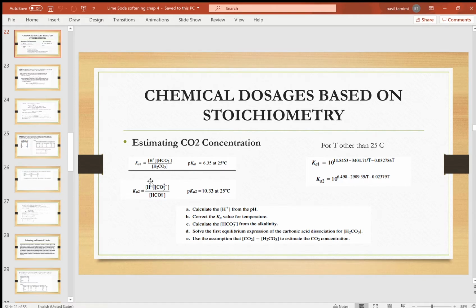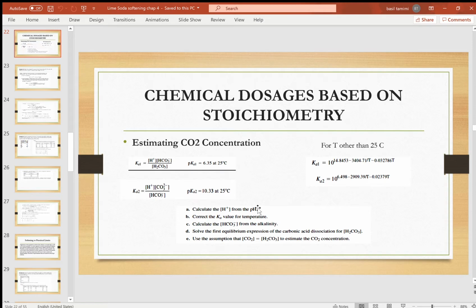I will talk first of all about the example that we skipped last time. As you can see, we are going to estimate the concentration of carbon dioxide originally present in water. For that, we need the first dissociation of carbonic acid, because carbon dioxide, once it's dissolved in water, forms carbonic acid, and carbonic acid undergoes two dissociations, the first and the second. What we need is the two equilibrium constants. For that, we have these two equations that are based on the temperature.